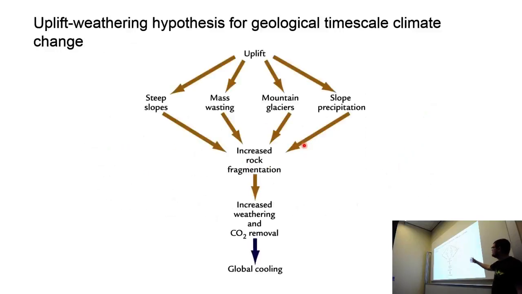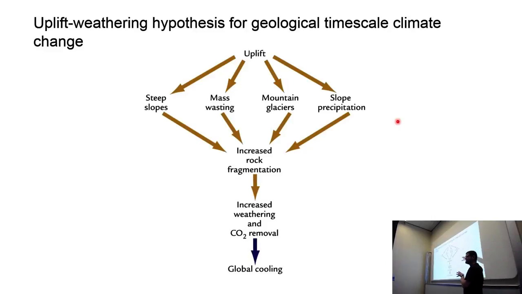So the idea is that you uplift a mountain, and all of this geography happens. Geography teachers go, ooh, mass wasting, landslips, and they go crazy. And that causes the rocks to be broken up into smaller fragments, and that in itself could change the weathering rate, increase the weathering, and cool the planet.